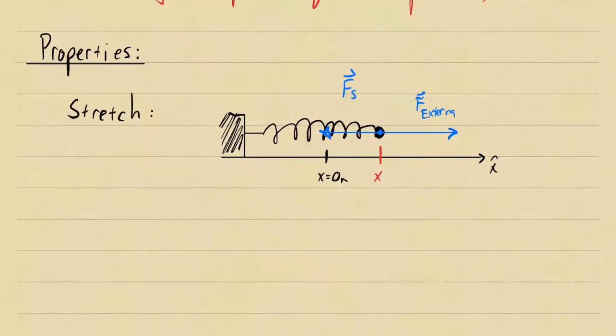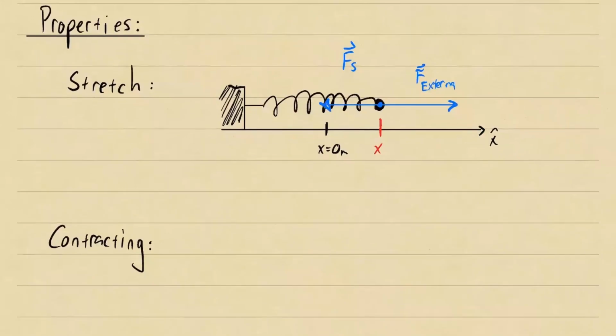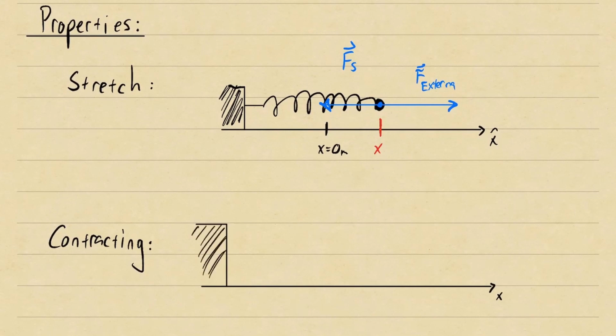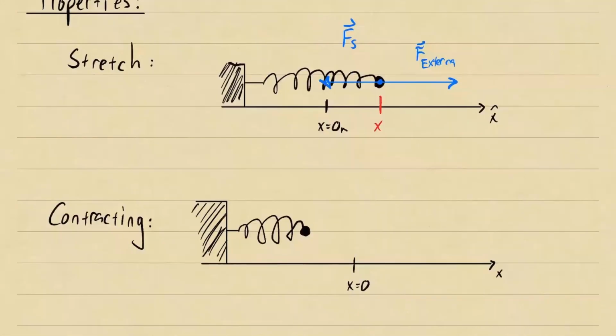If we're not looking at stretching, but instead contracting, a contracting spring, then we've got a similar situation. We've got our x-axis, we've got some sort of wall that our spring is attached to, some fixed object. And let's say that the equilibrium position of our spring is here, but our spring has been compressed. So now let's say that it's only here. Again, this is at some position x.